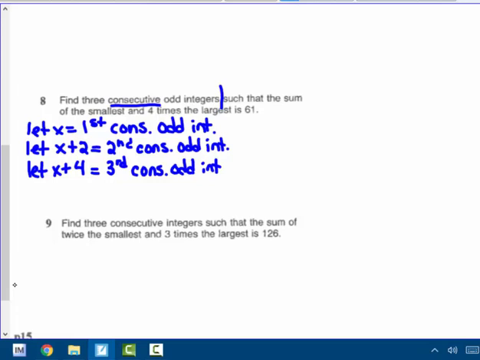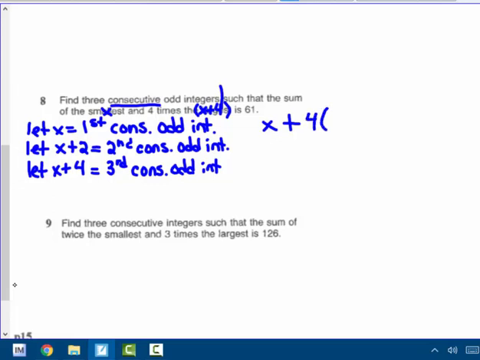Okay, so 3 consecutive odd integers, 3 let statements. I'm going to have to find 3 numbers in a row that are odd, that are consecutive, such that the sum of the smallest, the smallest one would be x, and 4 times the largest, which I'm calling x plus 4. So that's going to have to go in parentheses, 4 times that x plus 4.